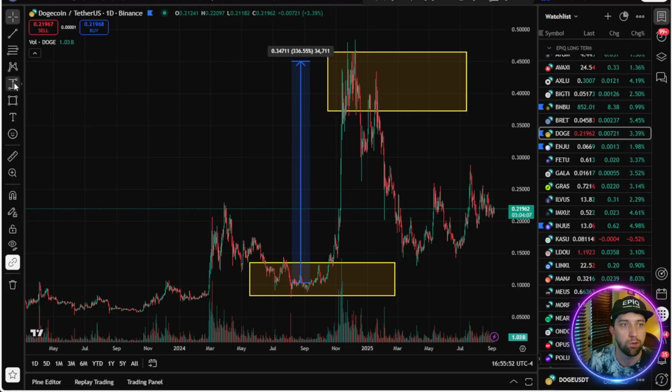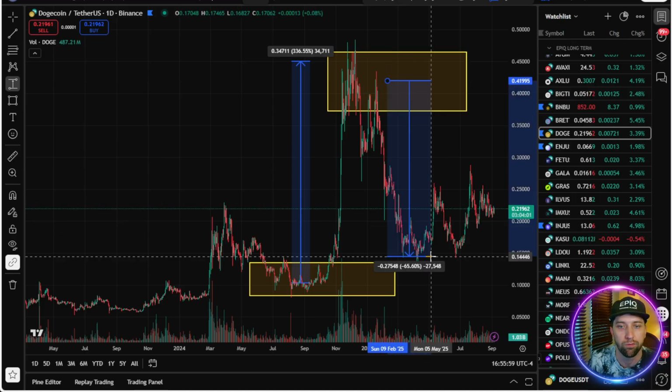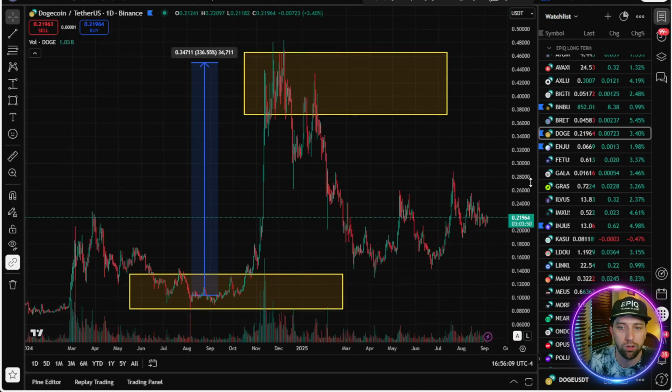The people that FOMO'd in at the top, chased those green candles and bought in when it was overbought, are currently sitting down anywhere from, let's say, 47% and potentially down to about 65% at the lowest. So putting in $1,000 and being $400 to $600 down on that $1,000. That's the big difference between buying when something's overbought versus oversold.